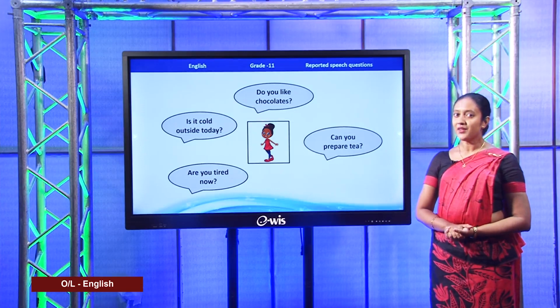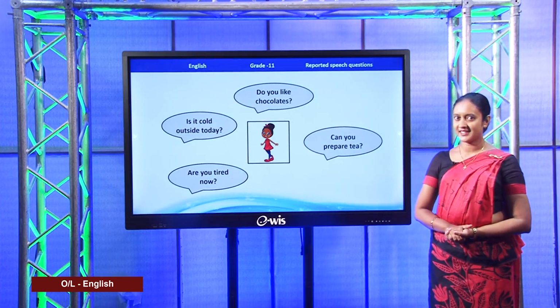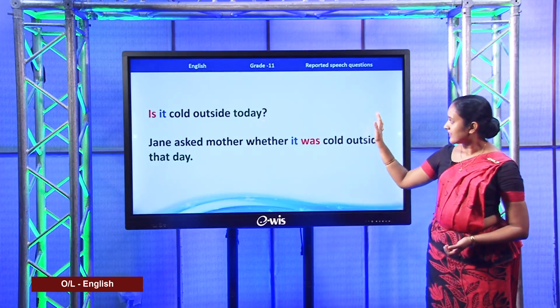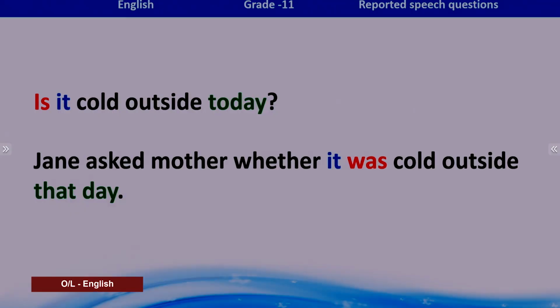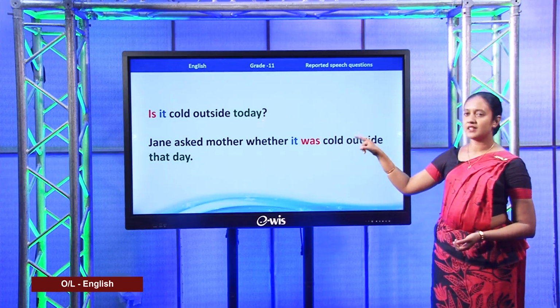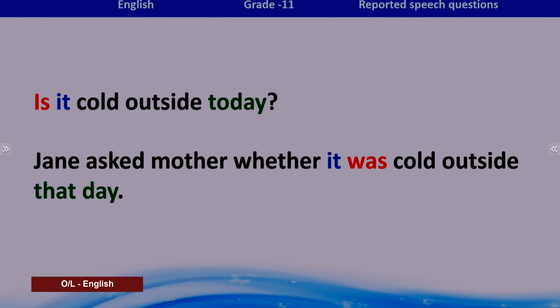Okay children, now I think you have completed your task. Shall we check your answers then? Here I have taken the first question Jane asked. Is it cold outside today? Here also I have used the same color code for you to understand it clearly. Look at the verb in the direct question. It is. When it comes to the reported question, the verb has been changed as was.